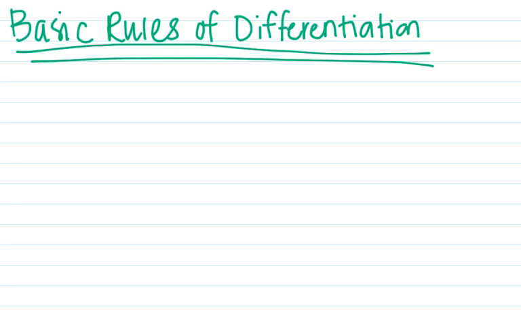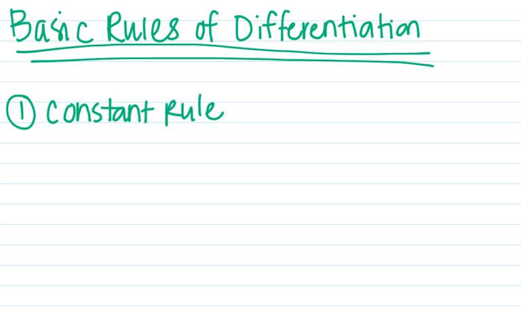In this video, we're just going to review the basic rules of differentiation that were covered in our class investigation. The first one is called the constant rule, and it states that whenever we take the derivative of any function that's simply a constant, we will always just get 0.